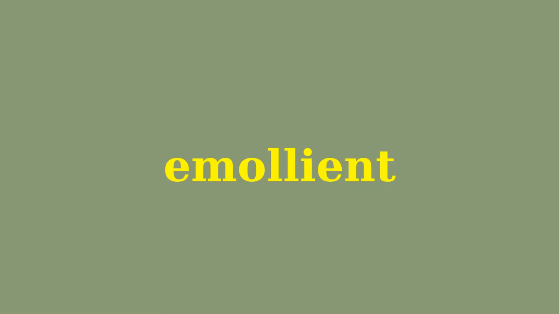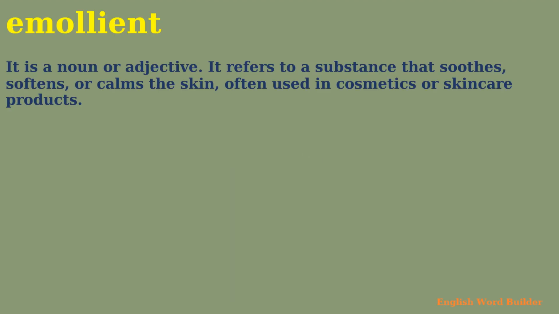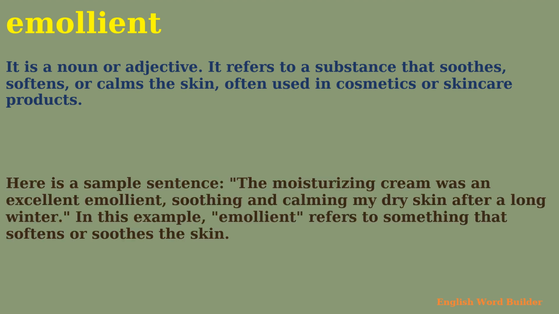Emollient. It is a noun or adjective. It refers to a substance that soothes, softens, or calms the skin, often used in cosmetics or skincare products. Here is a sample sentence. The moisturizing cream was an excellent emollient, soothing and calming my dry skin after a long winter. In this example, emollient refers to something that softens or soothes the skin.